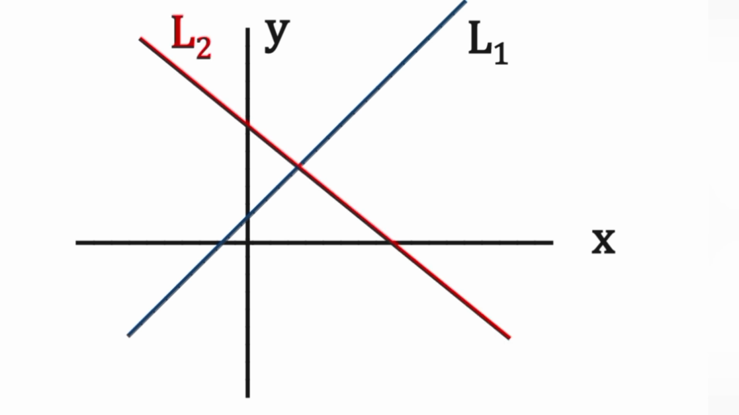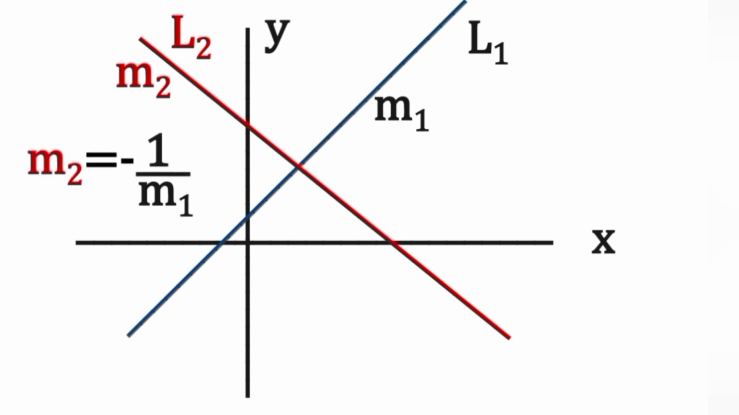And if we have M1 as the slope for the first line, we have also M2 for the slope of the second line, the perpendicular line. This is perpendicular because it forms a 90 degree angle at the intersection of line 1 and line 2. So if we want to know the slope of the perpendicular line, M2, this is equal to negative 1 over M1, or the negative reciprocal of the slope of the first line.